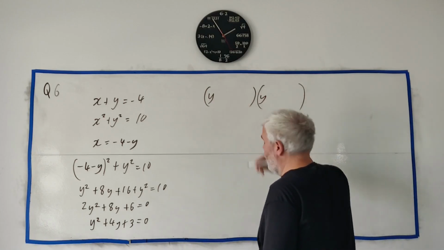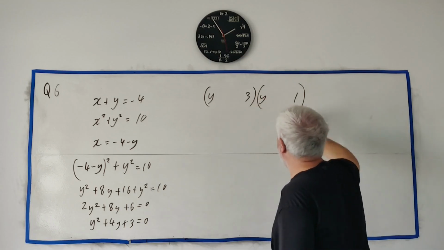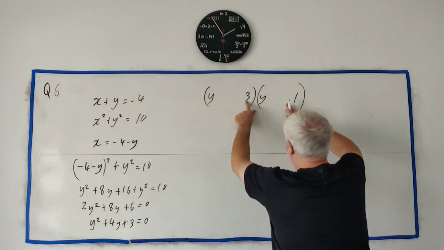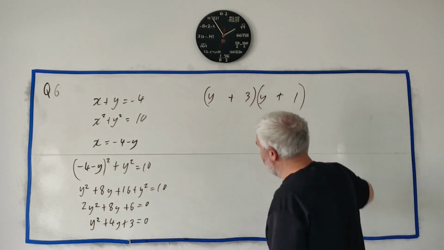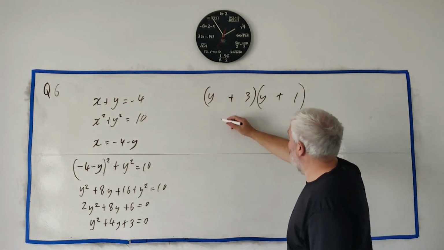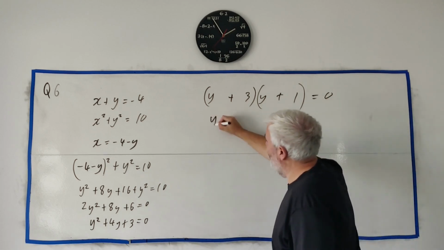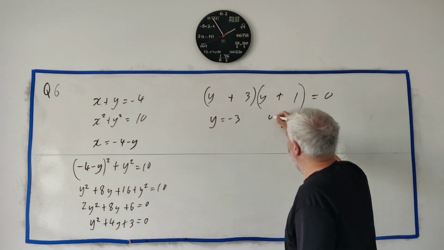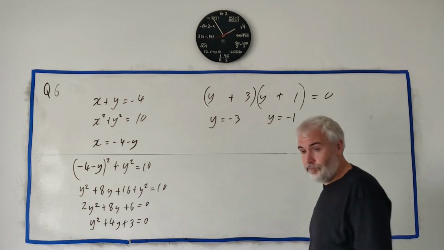y times y, we'll get y squared. 3 times 1, we'll get 3. And this does work to get 4: this plus this, plus 3 plus 1, we'll get 4. So this all still equals 0. So y plus 3 must equal 0, or y plus 1 must equal 0, so y must equal minus 3, or y must equal minus 1.